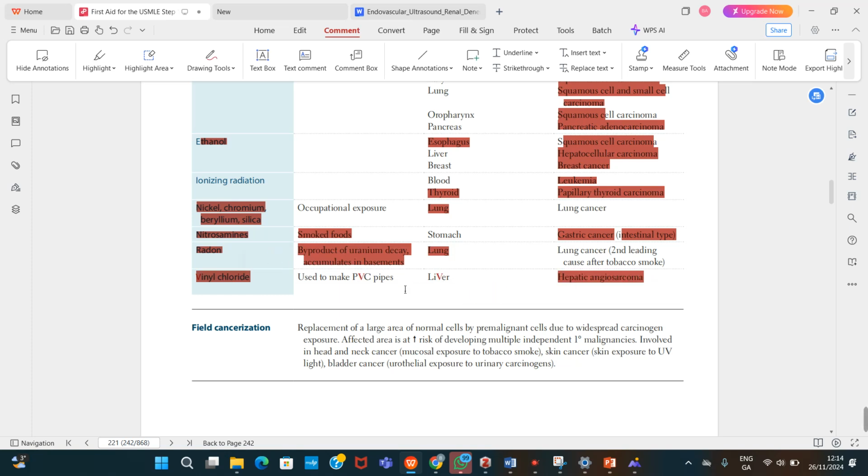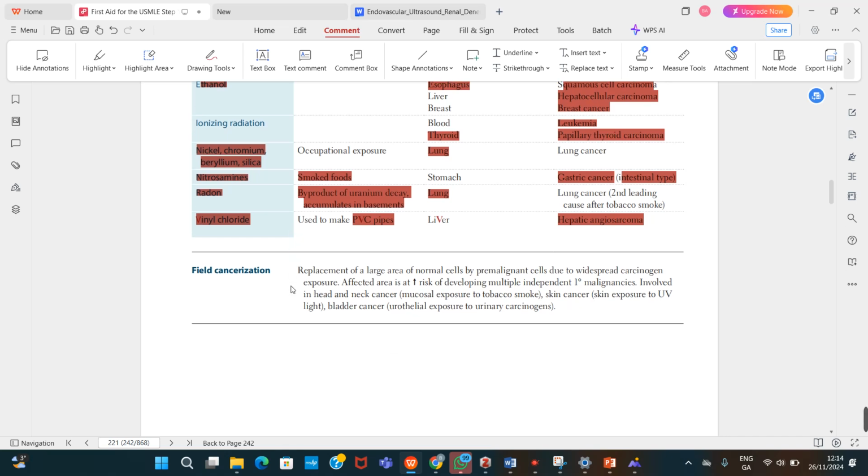Vinyl chloride works together with arsenic and they can cause hepatic angiosarcoma. So both of them can cause hepatic angiosarcoma, and vinyl chloride is a product of pipes. They use it to make pipes, polyvinyl chloride. So people that take all this water from pipes directly can develop hepatic angiosarcoma.